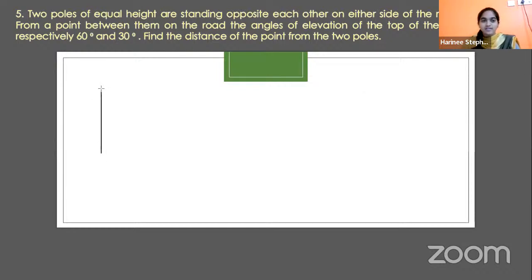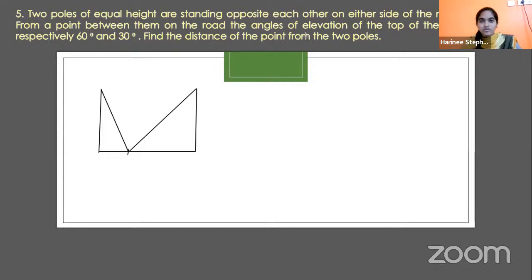So two poles, and the poles are of equal height. So make sure your diagram looks like this. And you are standing at a point, say over here. From here, you're watching the two poles. It is not at the midpoint, okay? Because you should know it by seeing the angle of elevation.